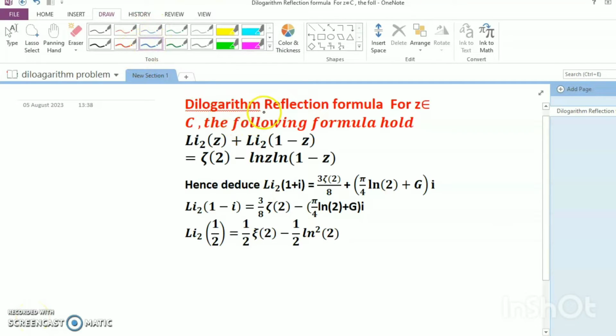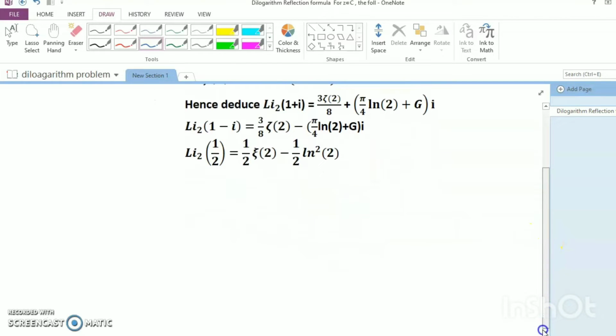Today's discussion is the dilogarithm reflection formula. For z belonging to C, the following formula holds. This formula I have to prove and hence deduce these three equations. Very easy, friends. That's why the reflection formula is very important, and that's why I want to discuss this formula.